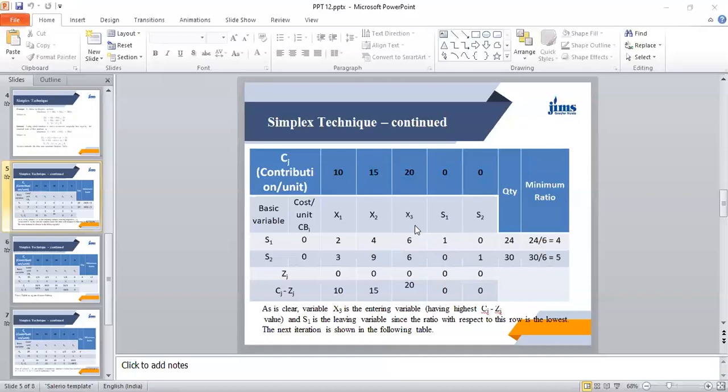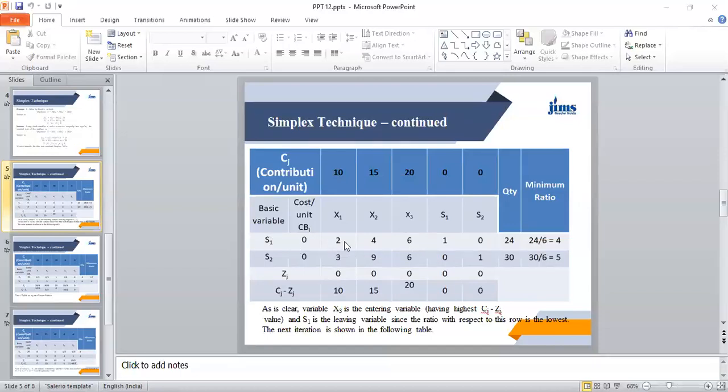So remember that when we say key column, it means in the next iteration this becomes the incoming variable. When we say key row, it means in the next iteration this becomes the outgoing variable. Am I clear? Now, when we do the next iteration, all the elements in the key row are divided by the key element. Here, what is the key element? 6. So everything is divided by 6.